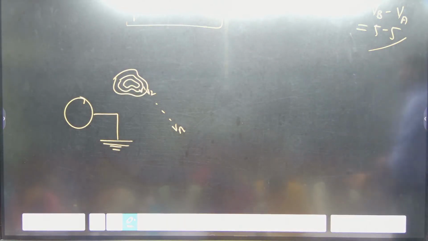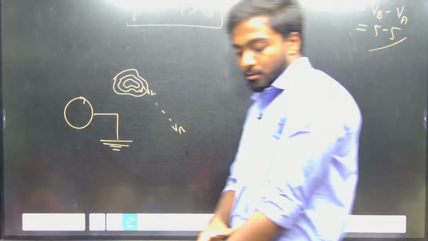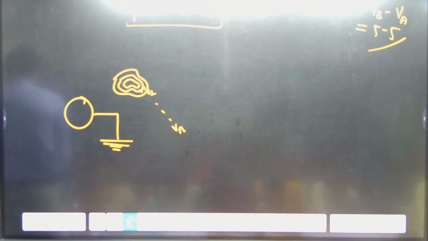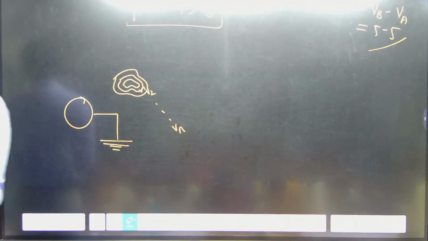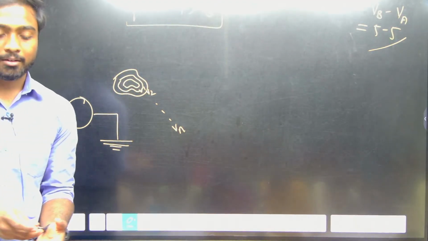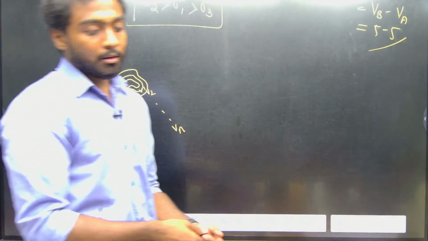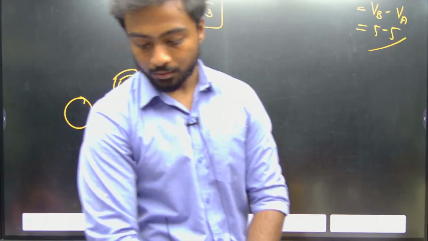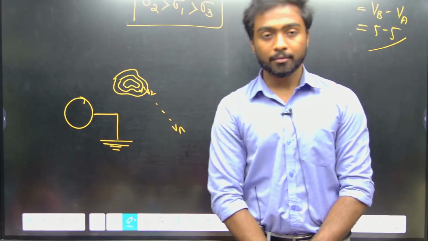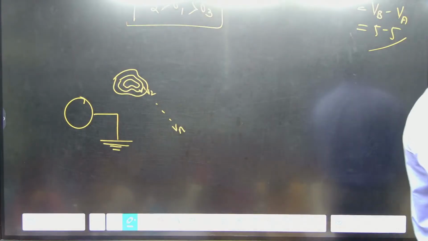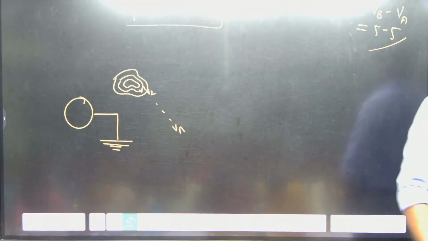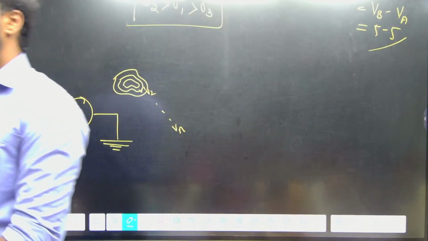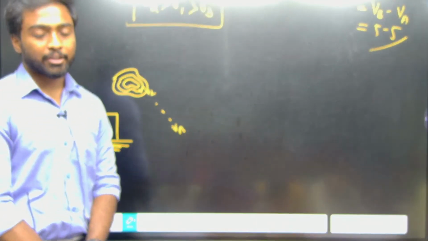The first one: charges on opposite faces are of opposite sign but the same in magnitude.